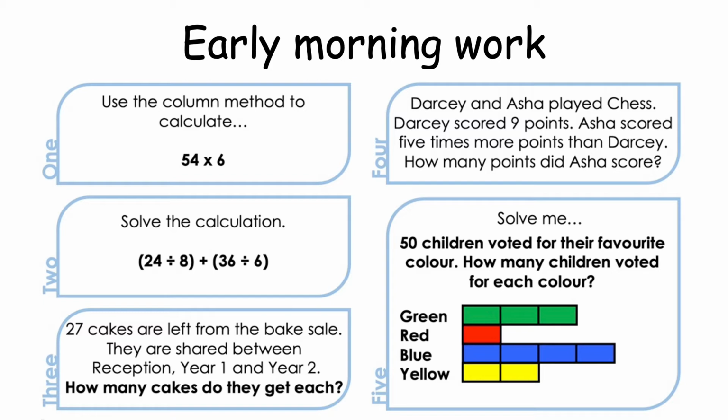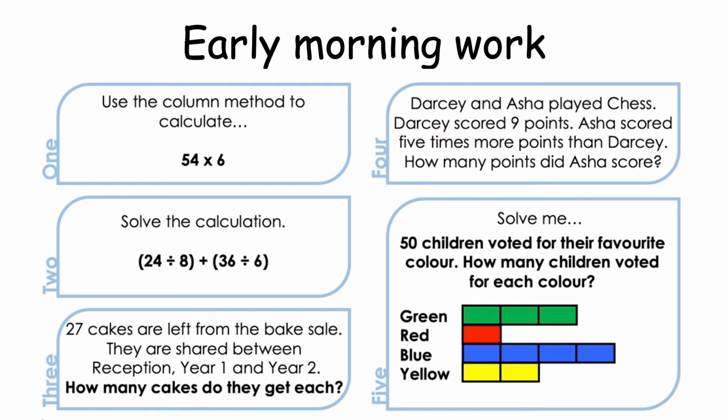Okay, number 1, 54 multiplied by 6, and the answer I got was 324. Number 2, solve the calculation. 24 divided by 8, add 36 divided by 6. So I'm going to do what's in brackets first. 24 divided by 8 is 3, because 3 8s are 24. And 36 divided by 6 is 6. So 3 add 6 is 9.